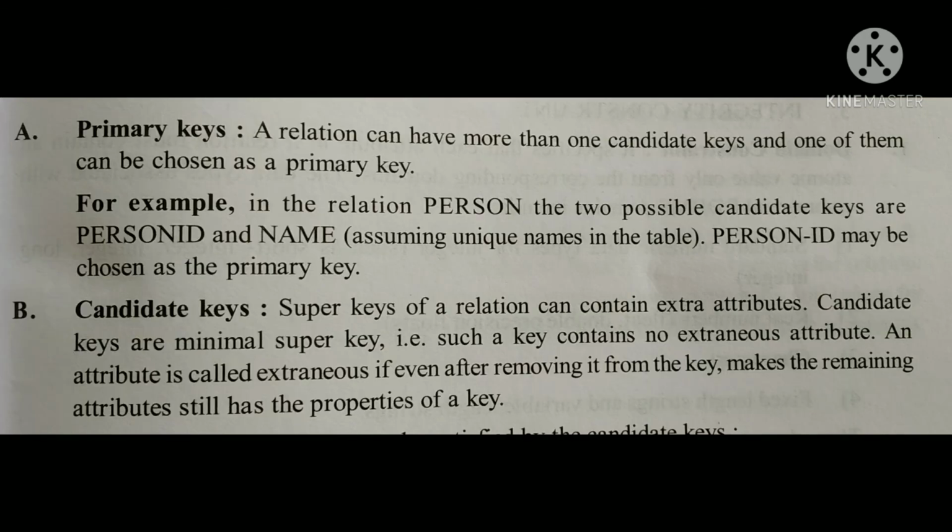We can go on to the types of keys: primary key, candidate key, super key and foreign key. What is the primary key?